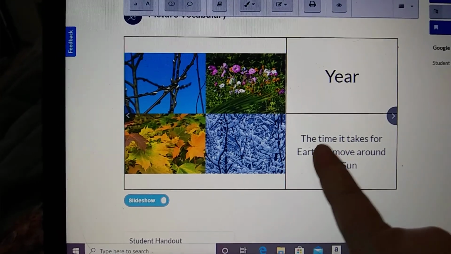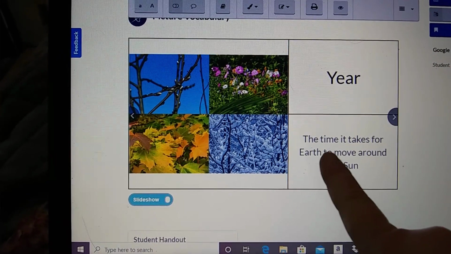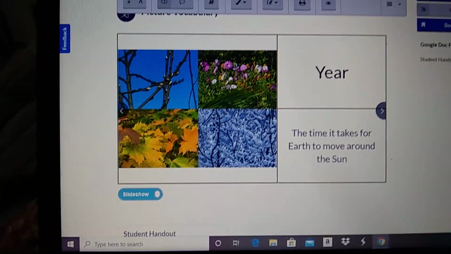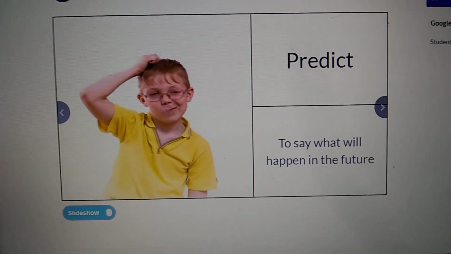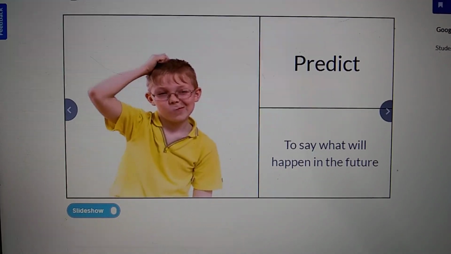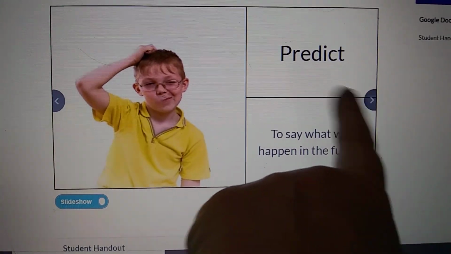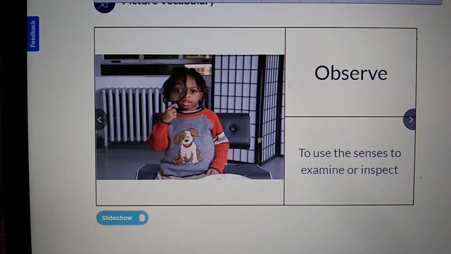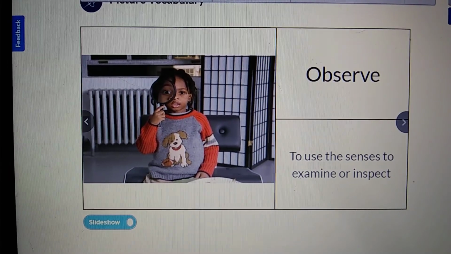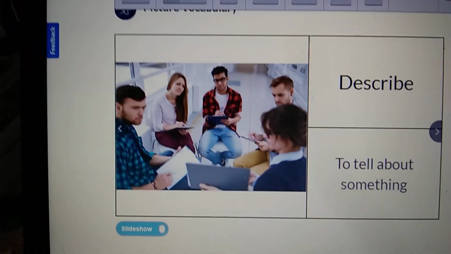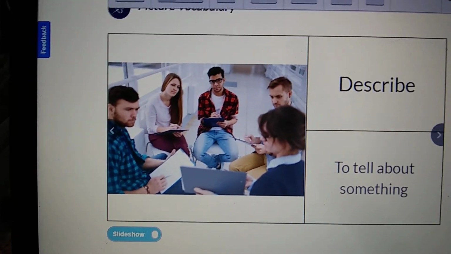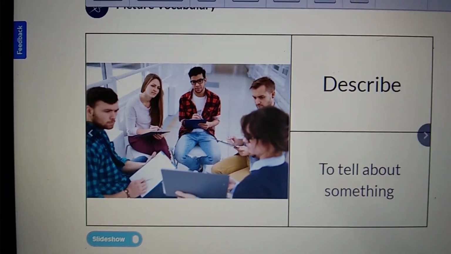Year. The time it takes for Earth to move around the sun. And predict. To say what will happen in the future. Observe. To use the senses to examine or inspect. And describe. To tell about something.